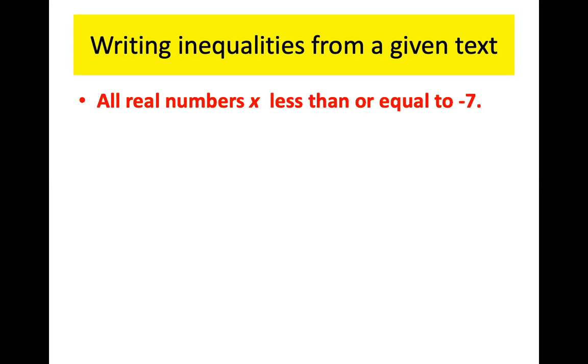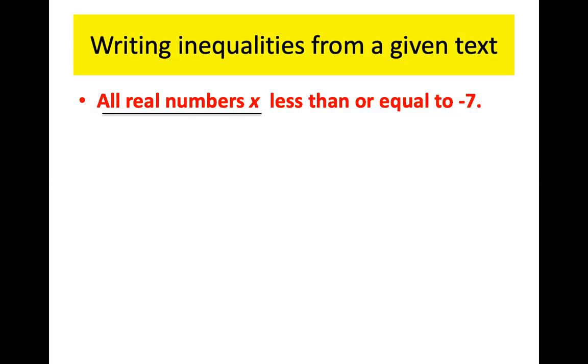All real numbers x less than or equal to -7. Okay? All real numbers x less than or equal to -7. How in the heck are we going to write that? Well, we break it down. What does all real numbers x mean? It just means x. All real numbers x means that x could be any real number.